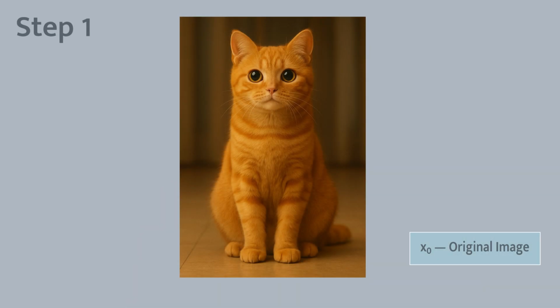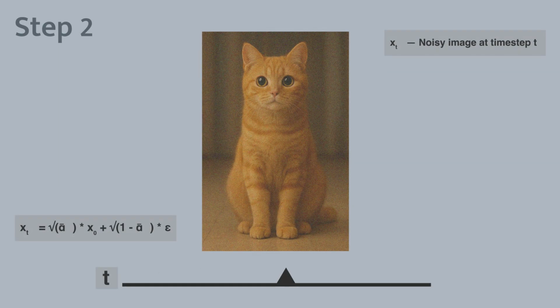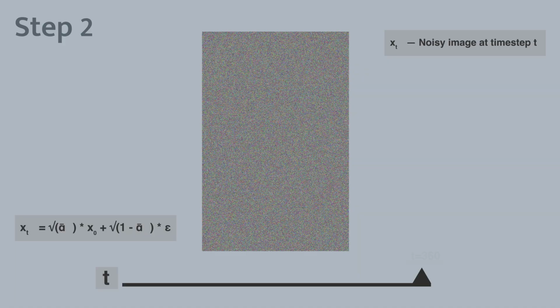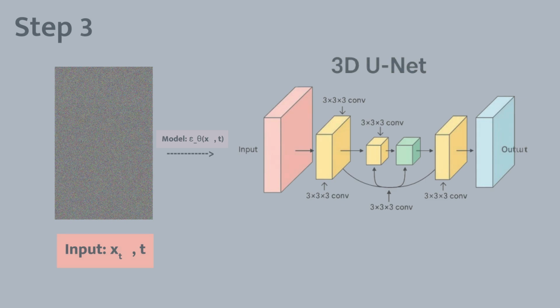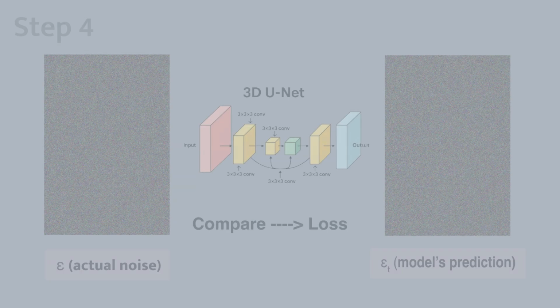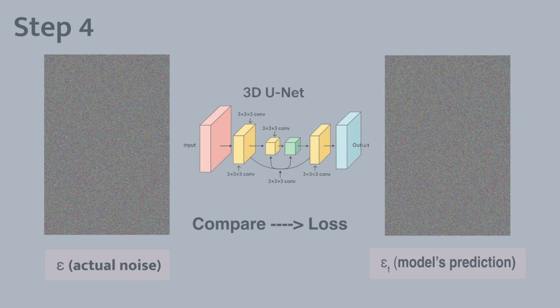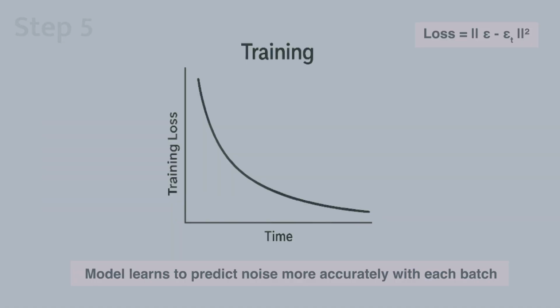Step 1. Start with a clean image. Step 2. Add noise to that image using a random time step from the forward diffusion schedule. Step 3. Give the noisy image and the time step to the model. Step 4. The model predicts the noise it thinks was added. Step 5. Calculate the difference between the predicted noise and the actual noise and minimize it using a loss function.